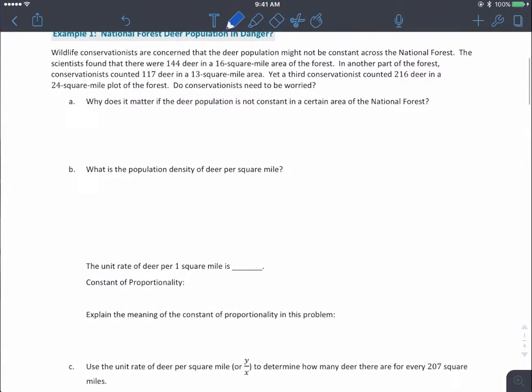Okay, so it's asking now, what is the population of deer per square mile? Your indicator words here are per square mile. What do you think you should think to yourself? Yeah, unit rate is correct. So this tells us unit rate. We've been looking at finding unit rates to help with determining proportionality. So seeing that there's a per square mile in there, that indicates unit rate.